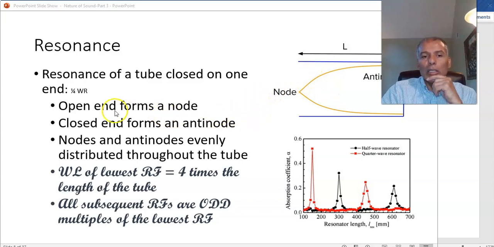So the open end is going to have a node, and the closed end is going to have an antinode. The maximum point of pressure is going to be inside of the tube. And what you see here, the lower line, is the reflected wave. So that reflected wave, as it goes out, is going to make a node with the original wave here.